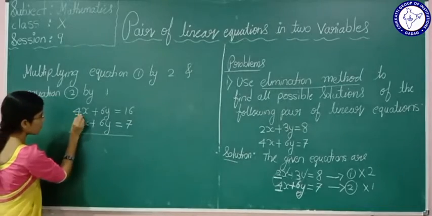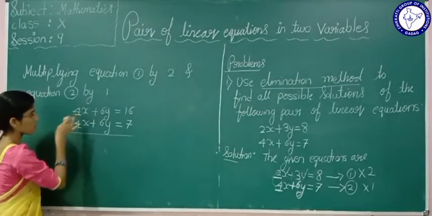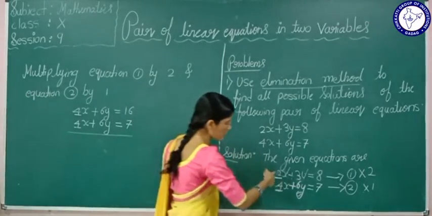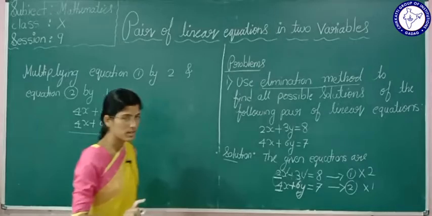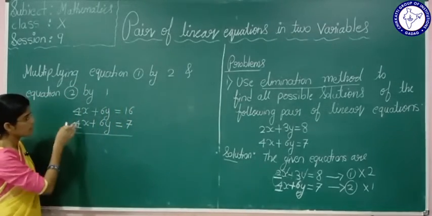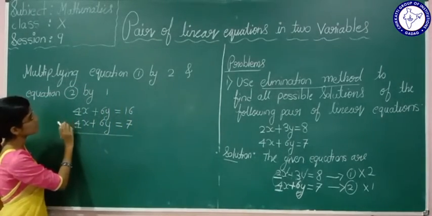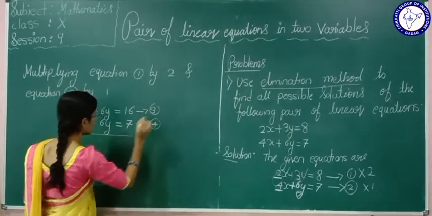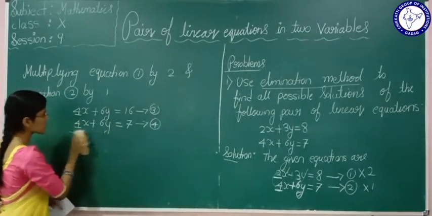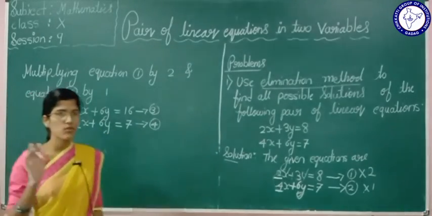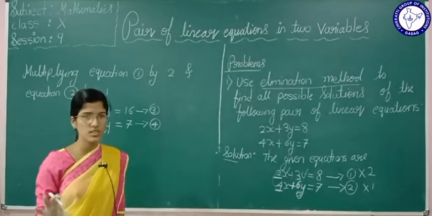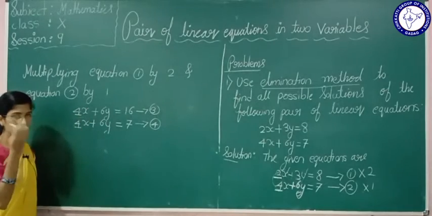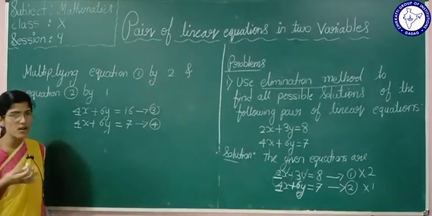Now see, here 4 is same. I want to eliminate x actually. That's why I multiplied equation 1 by 2 and equation 2 by 1. Now I am calling this equation number 3 and this equation number 4. So the next step is, you have to add or subtract in such a way that the variable x should be eliminated.